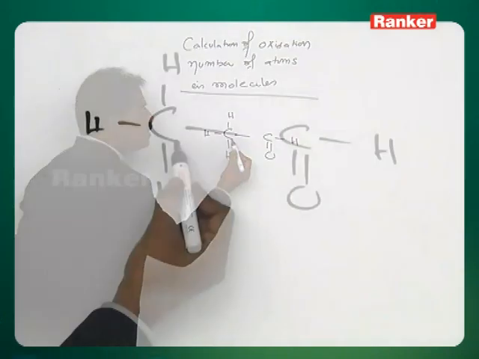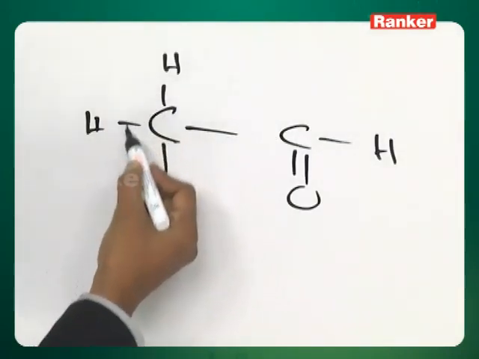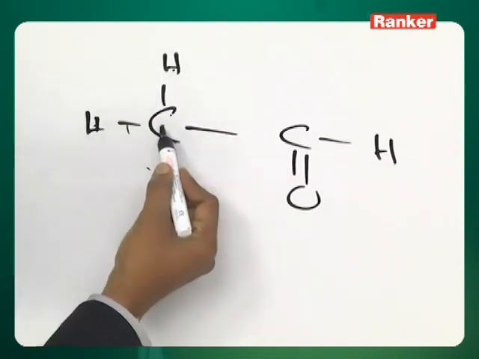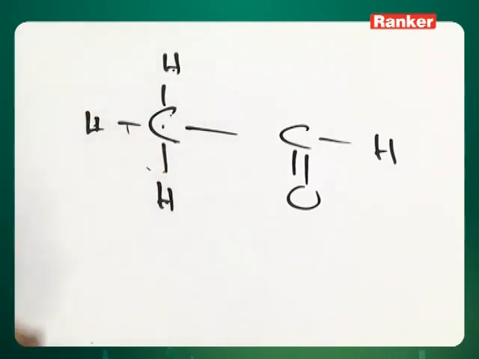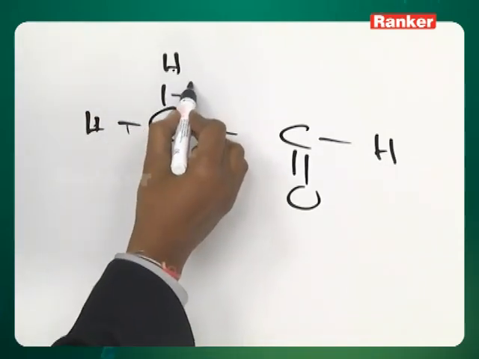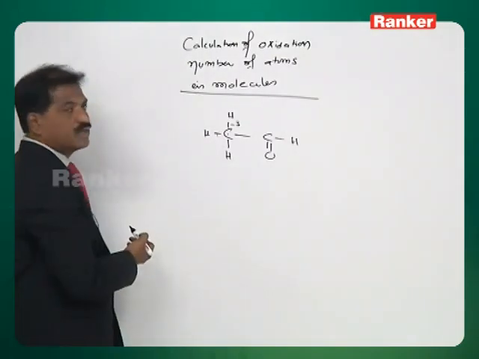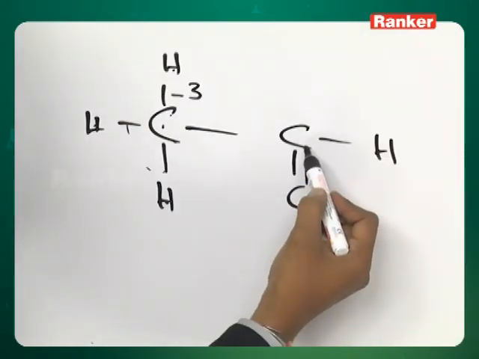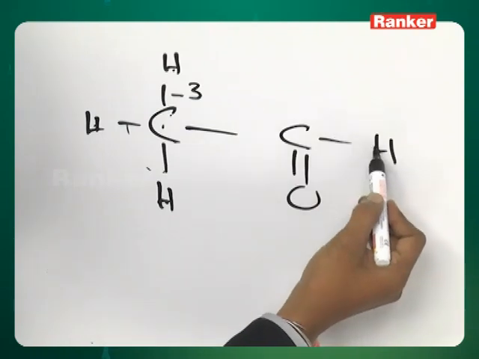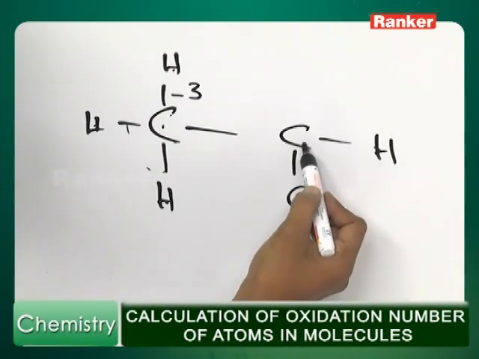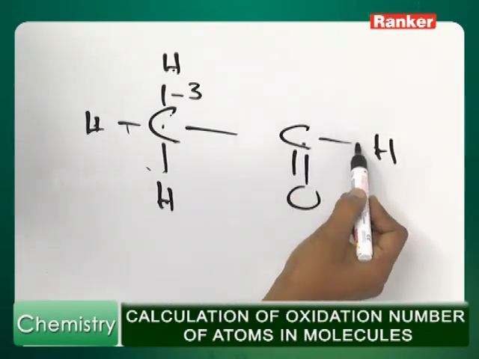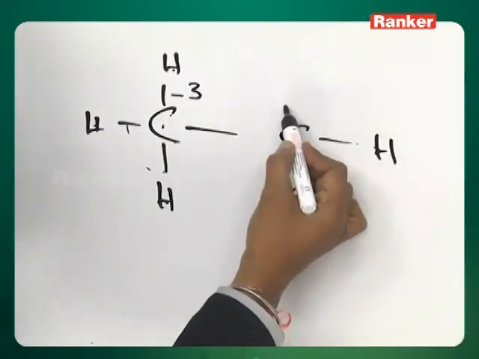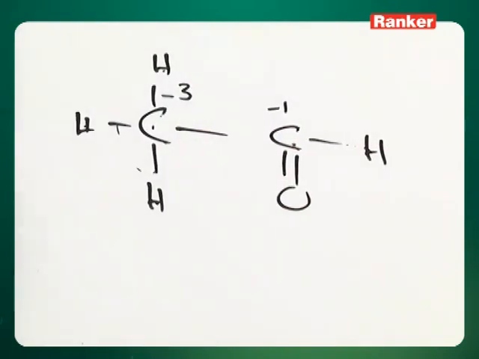Therefore, here carbon is more electronegative. Around this carbon 3 bonds are present. Through this bond it will gain 1 electron. Through this bond it will gain 1 electron. Through this bond it will gain 1 electron. So, total, carbon has gained 3 electrons. Next, for this carbon, through this bond hydrogen is less electronegative, carbon is more electronegative. Therefore, carbon has gained 1 electron through this bond. So therefore, through this bond, its oxidation state is -1.